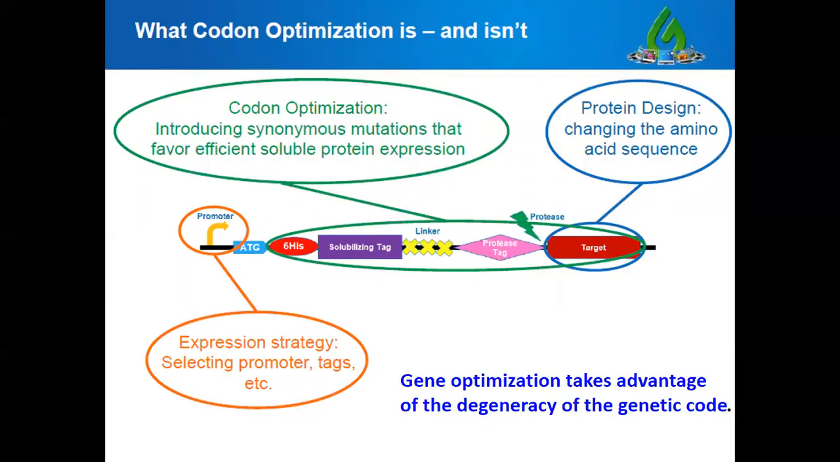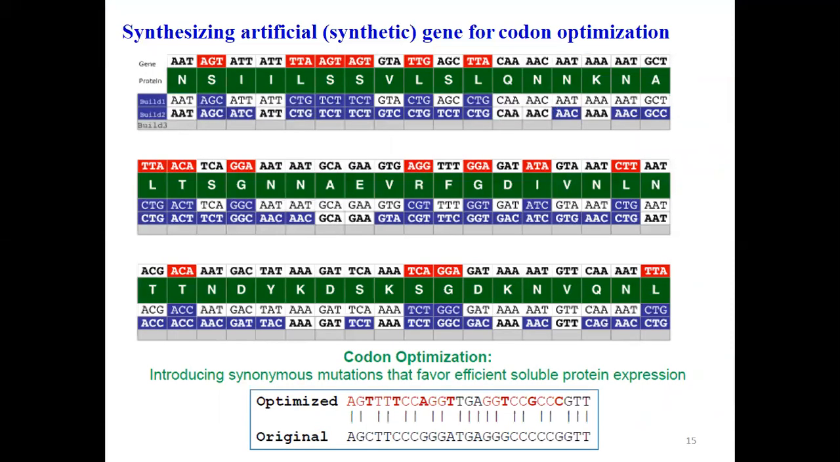So in summary, what is codon optimization? Codon optimization takes advantage of the degeneracy of the genetic code by introducing synonymous mutations that favor efficient soluble protein expression. So it will replace the rare codons with the most abundant codons in E. coli. For example, synthesizing an artificial synthetic gene for codon optimization.